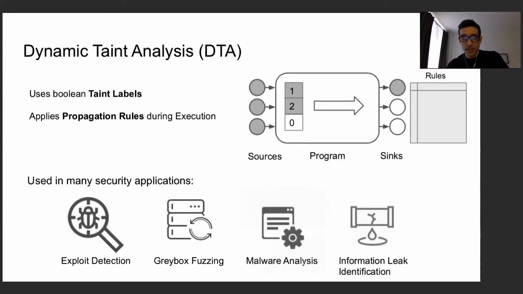Dynamic Taint Analysis, or DTA, is a type of data flow analysis that approximates data flow with Boolean labels to indicate the presence or absence of a data flow. Taint labels are dynamically propagated from marked sources during program execution using a set of defined propagation rules. DTA is widely used in security applications, such as exploit detection, gray box fuzzing, malware analysis, and information leak identification.